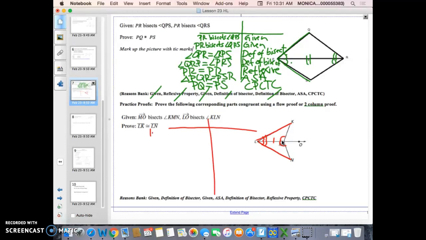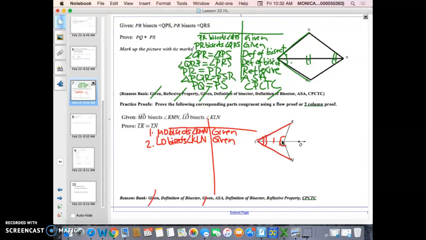So the first thing, MO bisects angle KMN, and that is given. Now I'm going to put in LO bisects angle KLN, that is also given. Here's my other given, okay?